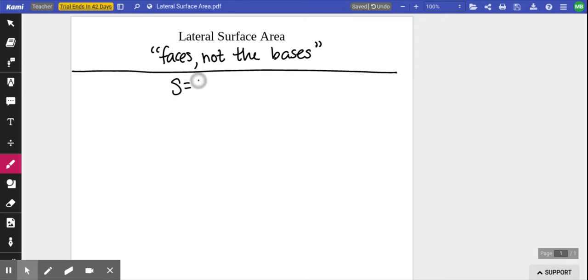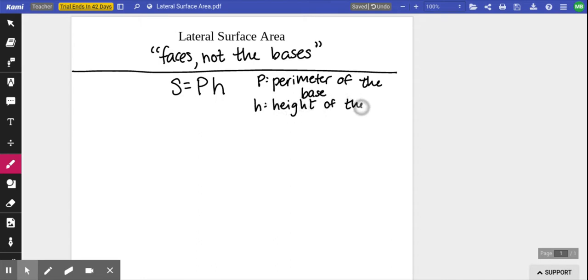The lateral surface area is equal to the perimeter of the base times the height. That capital P refers to the perimeter of the base. And that H is the height of the prism, which I also refer to as the distance between the bases.